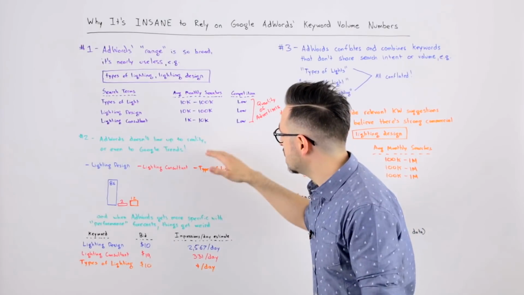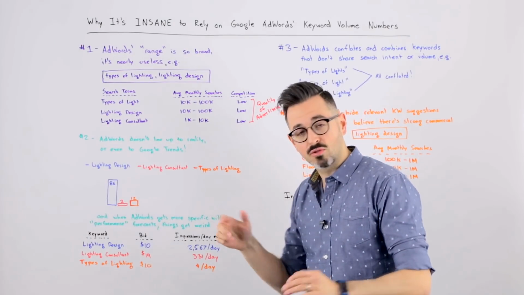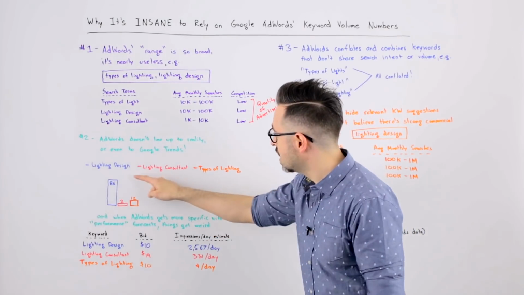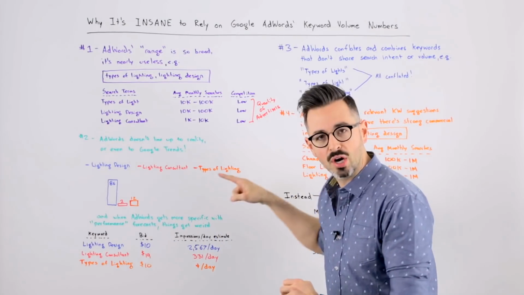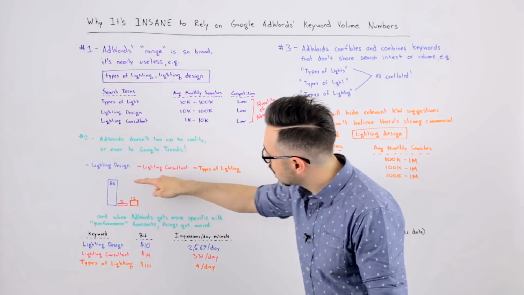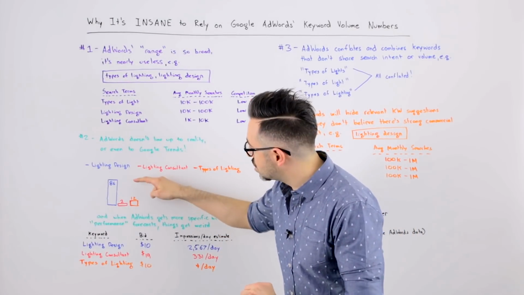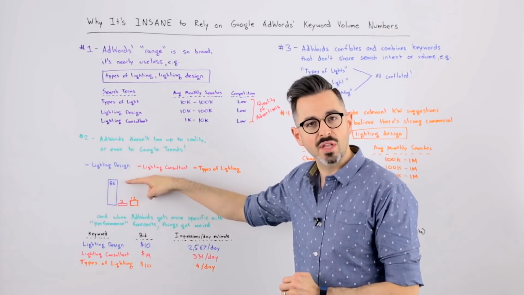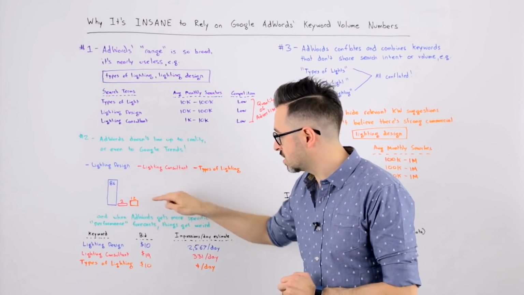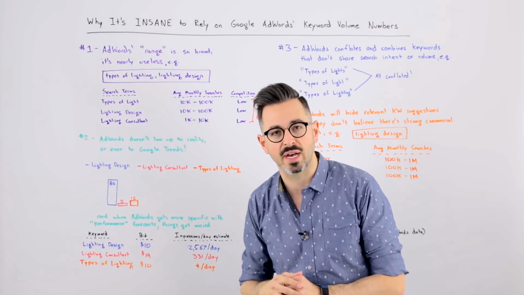Worse, number two, AdWords doesn't line up to reality with itself. I'll show you what I mean. So let's go over to Google Trends. Great tool, by the way. I'm going to talk about that in a sec. But I plugged in lighting design, lighting consultant, and types of lighting. And I get the nice chart that shows me seasonality. But over on the left, it also shows average keyword volume compared to each other. 86 for lighting design, 2 for lighting consultant, and 12 for types of lighting.